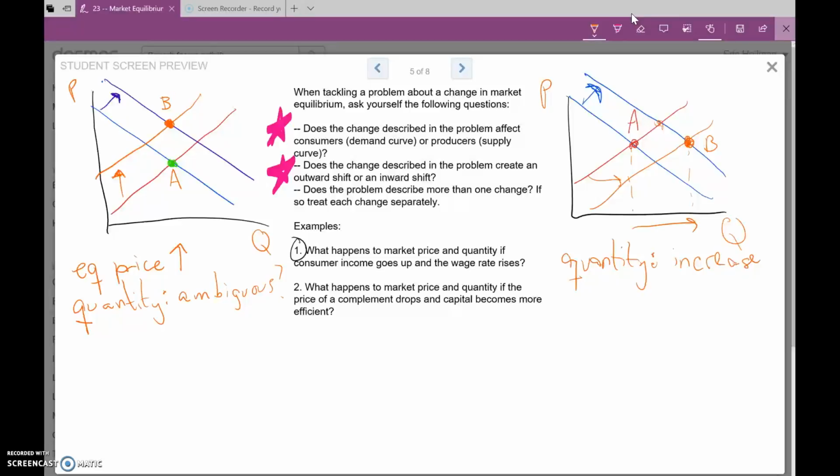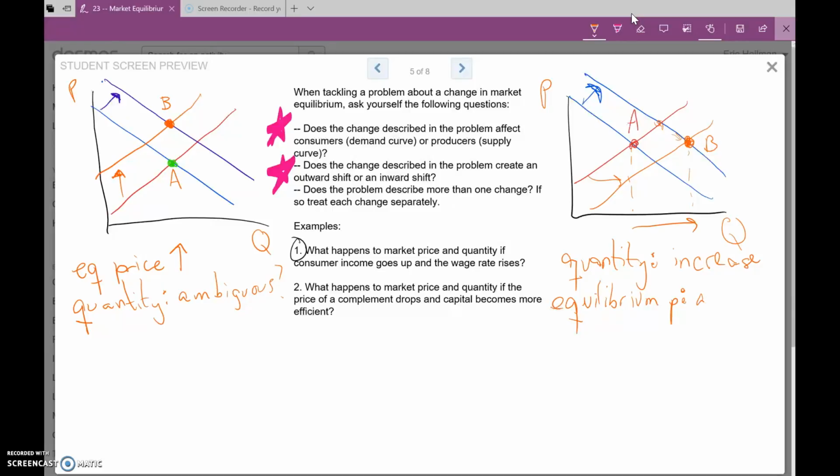But then the other effect you have is that producers' costs are going down. So that force will tend to drive the market price back down. So we're not sure which of those two effects is going to win. So the equilibrium price is ambiguous.